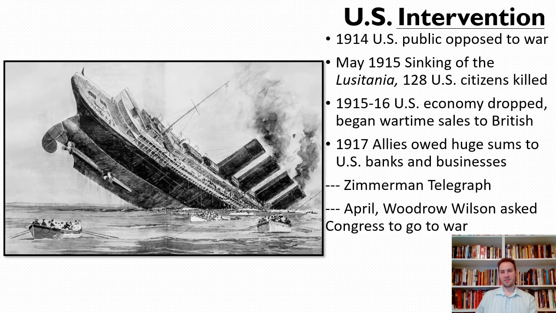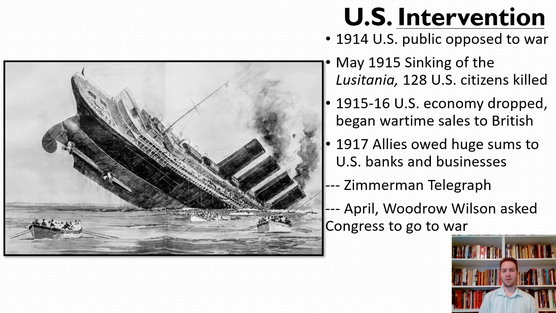But there was an exception. The British Empire was the biggest in the world, and it had lots and lots of money, and it could continue to buy things from the United States, particularly weapons and food. But even the British Empire is going to start to wear thin a little bit, and by 1917, the Allies, the British in particular, owed the Americans huge amounts of debt.